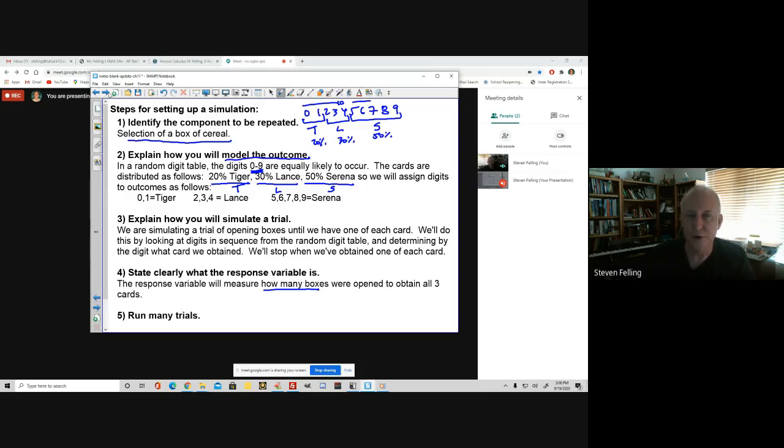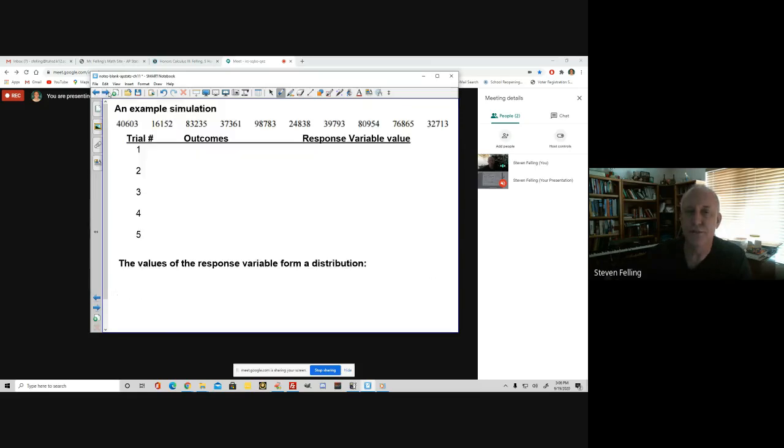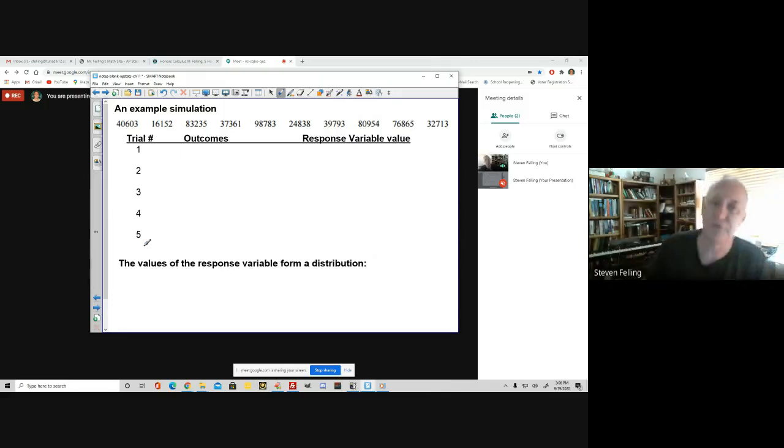So typically, there's different ways you can do this. You could use your calculator to get these numbers, right? But let's actually use a single line from a random number table. So here's a line from a random number table. And we're going to do some trials here. We'll try to get 5 trials worth. Well, we'll just get as many trials as we can fit in this line.